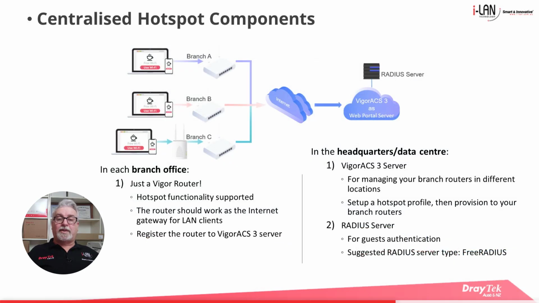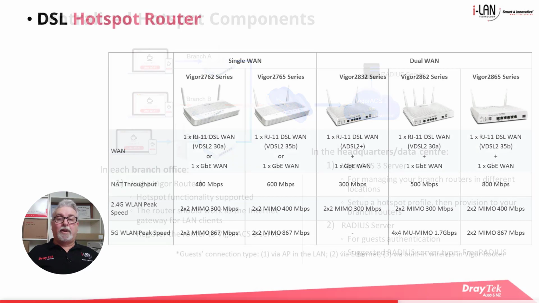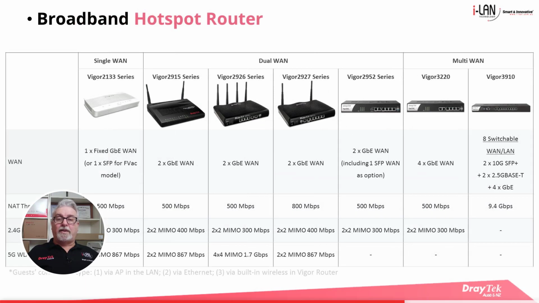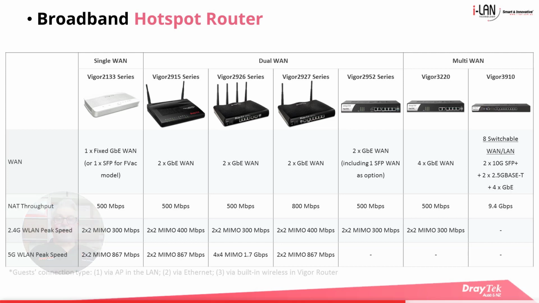VigorACS 3 also allows the setup of a hotspot profile and then deploy it to other branch routers. Here we have a list of hotspot XDSL routers. The Vigor 2765 and Vigor 2865 series are the new models which replace the Vigor 2762 and the Vigor 2862 series respectively. Please pause if you'd like a longer look. And here's a list of Ethernet WAN routers with hotspot capability. Again, please pause the video if you'd like a longer look.